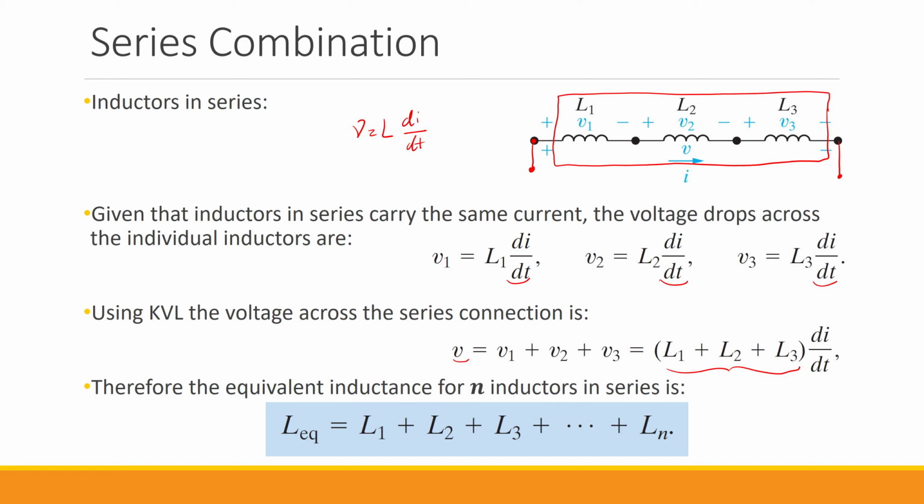Therefore, the equivalent inductance of n inductors that are connected in series is the sum of all those inductances. So Leq is going to be L1 plus L2 plus L3 all the way to Ln. As you can see, this is very similar to the connection of resistors in series. This is how you can help yourself in memorizing this equation: inductors in series are similar to resistors in series in terms of finding the equivalent inductance.